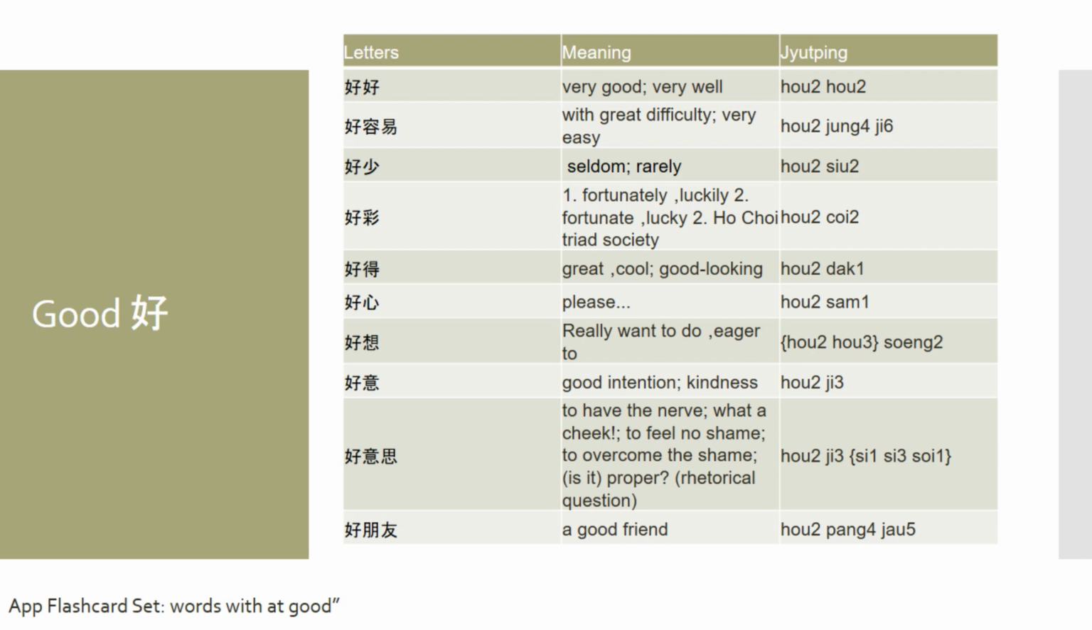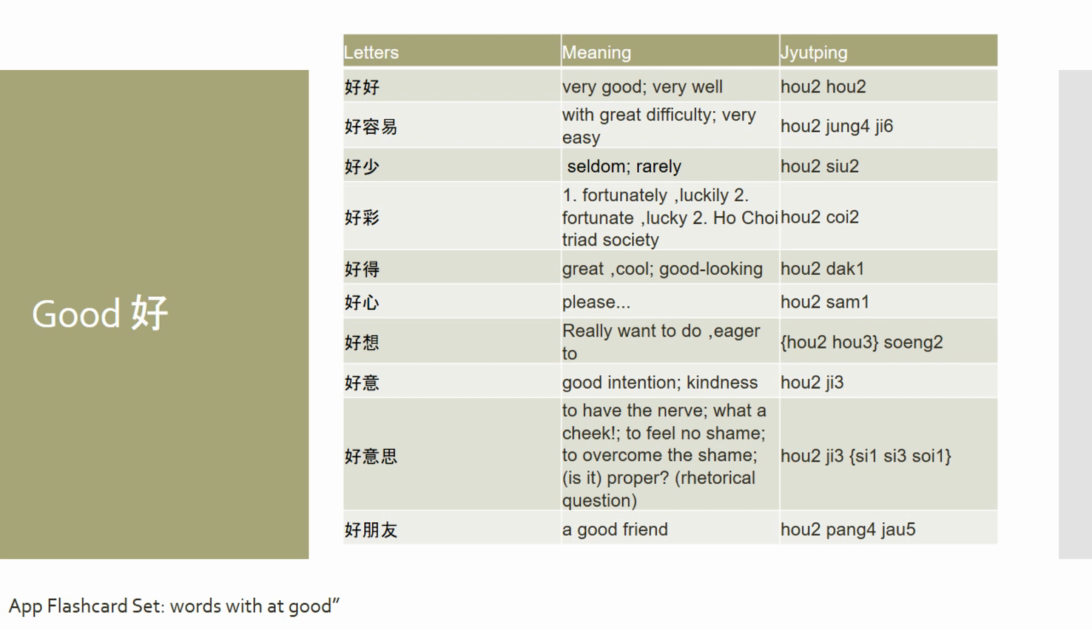Remember when I said in my last sentence, it's 我好好奇, where 好 means very. So in this case, 好好 means very good and very well. And if I would say very easy, in a sense, then I could say 好容易. Now, if I want to say very little or rarely, then I could say 好少. If you want to say lucky in Cantonese, then you could say 好彩.